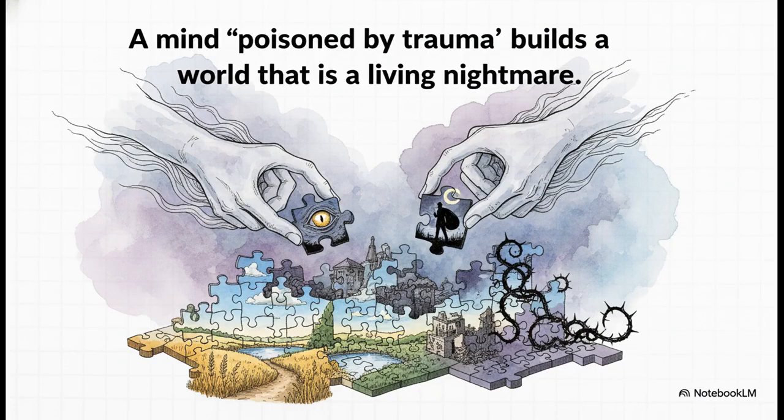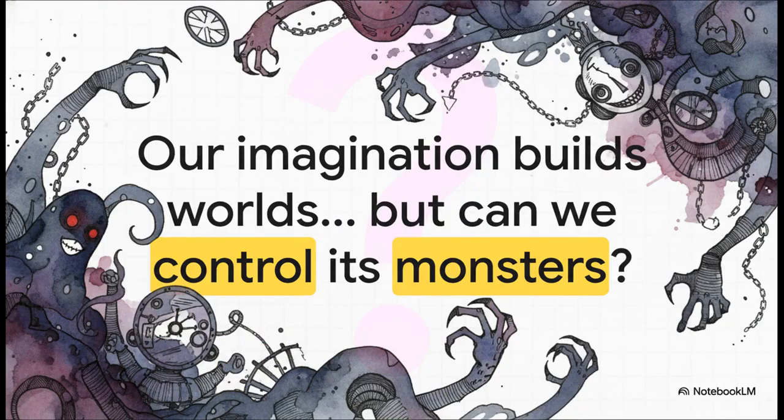Ultimately, what the story is suggesting is that the world isn't something we just passively observe. We actively create it. Our perceptions, our fears, our imagination, those are the building blocks of our reality. And for someone like Nathaniel, a mind that's been poisoned by trauma can build a world that is a living nightmare. And that leaves us with a timeless question. If our imagination is powerful enough to create entire realities, who's to say it can't also create monsters we can't control? Hoffmann wrote this story over 200 years ago, but the question of whether we are the masters of our own minds or just haunted by their phantoms, well, that's as relevant today as it ever was.